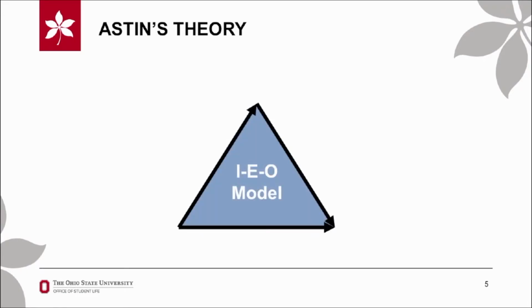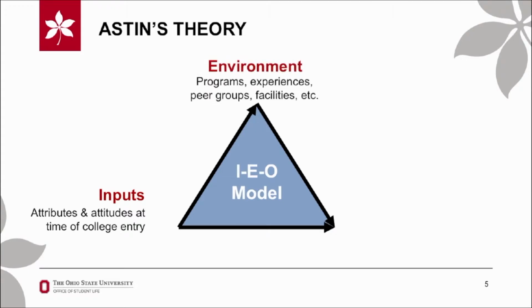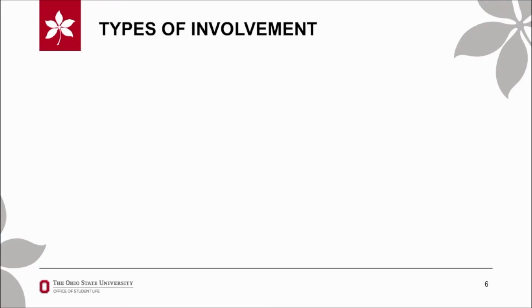At the foundation of student involvement theory and many other models of college impact is Astin's IEO model. I stands for inputs, the characteristics and attitudes a student possesses at the time of college entry. E stands for environments, things like programs, co-curricular experiences, peer groups, policies, facilities, and other aspects of the college experience. O is for outcomes, like student development, learning, persistence, graduation, and satisfaction with college. The interaction of inputs and environments, which occurs by way of student involvement, influences outcomes.